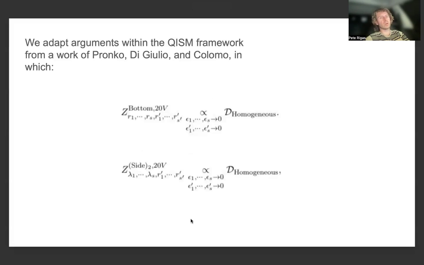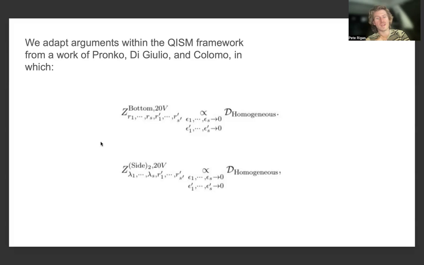And as I had been alluding to, we're able to do all of this because we're adapting arguments within the QISM framework from several works, not just one, due to Pronko, Giulio, and Colombo, in which they look at a way to obtain a contour integral and determinantal representation for the bottom partition function of the 20 vertex model from the top partition function. They introduce a geometric segmentation of space in which they segment the finite volume over the square lattice into the top and the bottom part. And in a way, we can do the same type of thing.